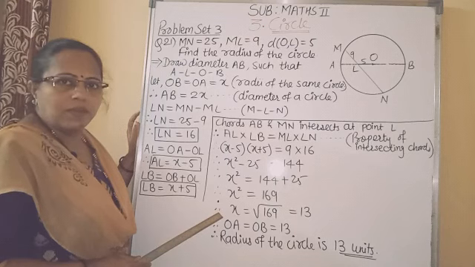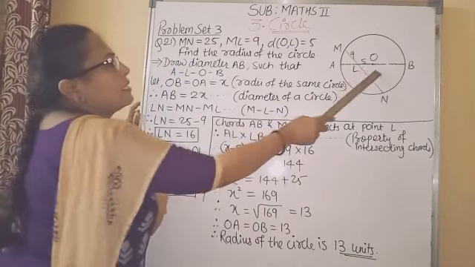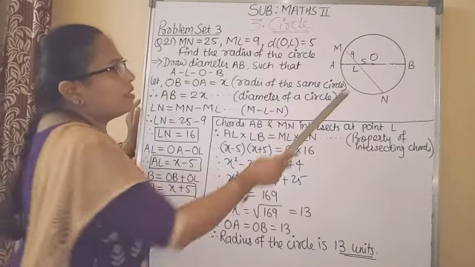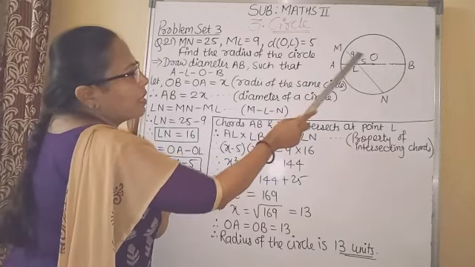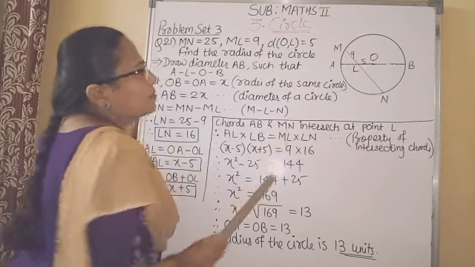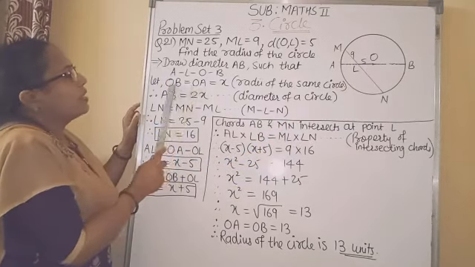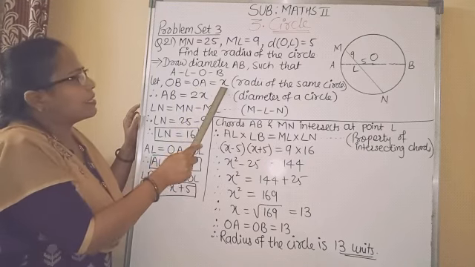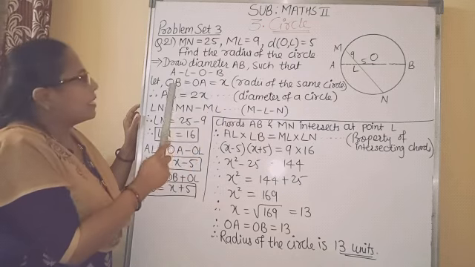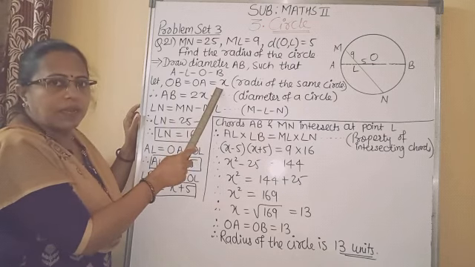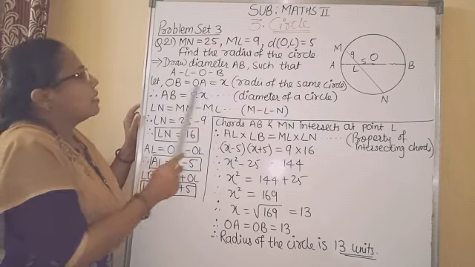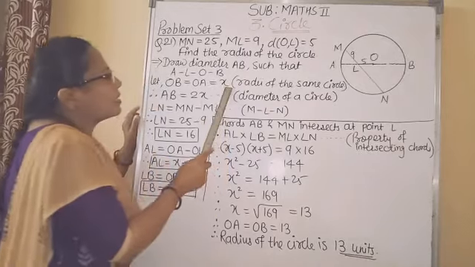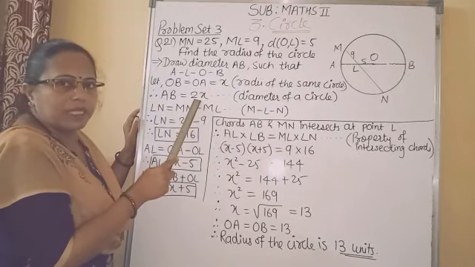Did you follow the construction? Okay. Now in this circle, which two segments are radii of the circle? Segment OA and segment OB. These two are radii of the same circle. Let the radius of the circle be X. AB is the diameter of the circle, so if the radius is X, then the diameter is 2X.